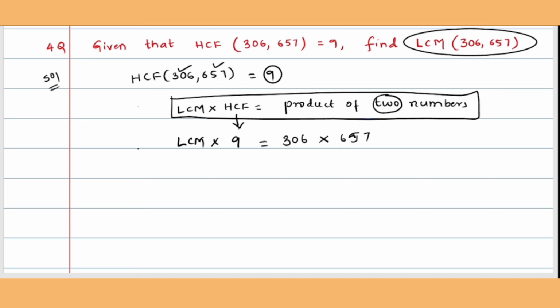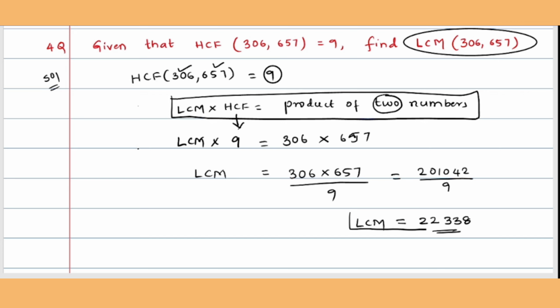Now the product of the two numbers will be divided by 9. So LCM equals 306 into 657 upon 9. Multiplying 306 into 657, we get 201042. Which divided by 9, we get 22338. So we got the LCM. And there you have it. The LCM of 306 and 657 is 22338, using just one simple formula, that is LCM into HCF equals product of two numbers.